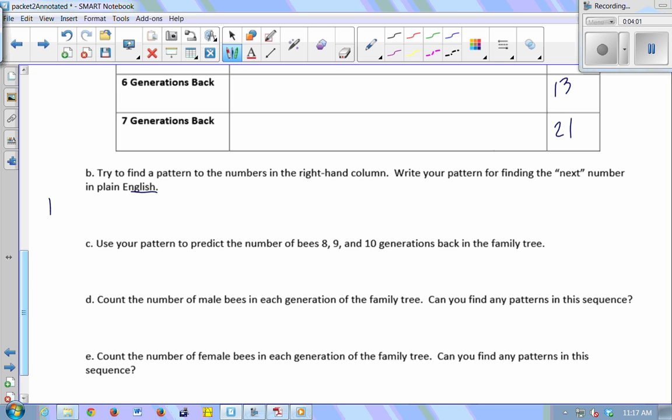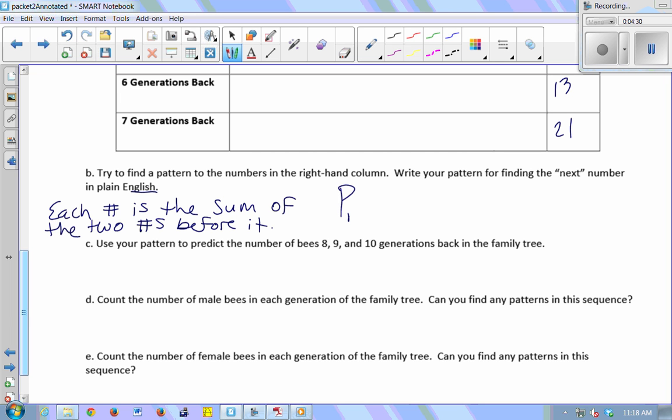So I'll write it in English first. We would say each number is the sum of the 2 numbers before it. Good. All right, so I want to write that in the sequence notation that we've been working on for the past several classes. So P sub n, that could represent any population, any number in the list. I have to add the 2 numbers before it. So I'm going to have something plus something.